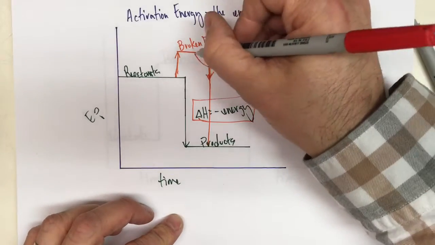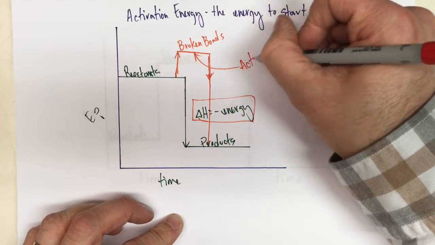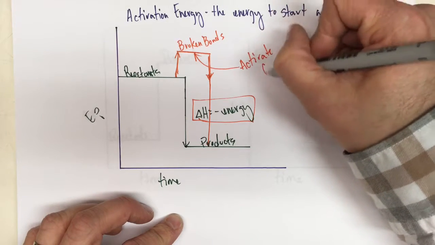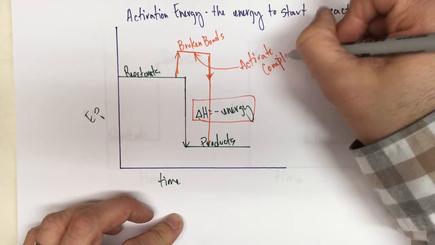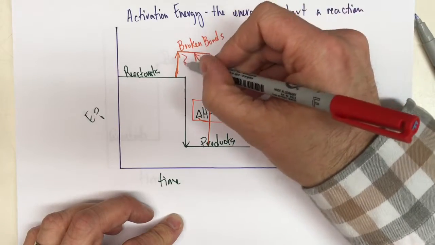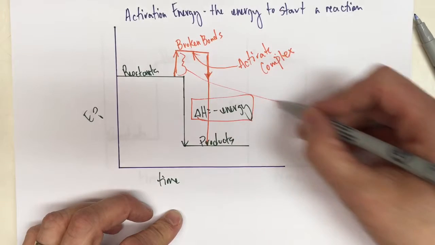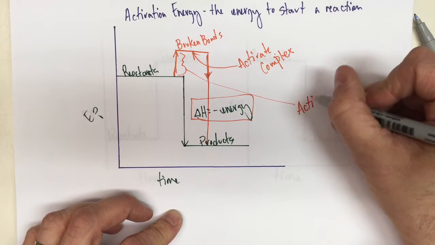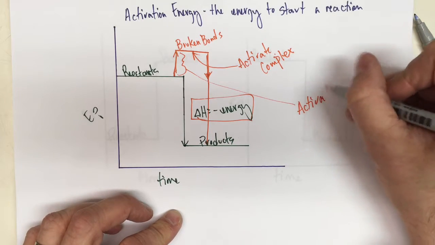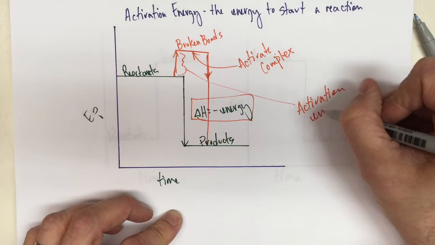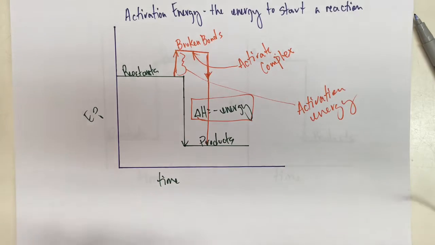So at the top here, we call this an activated complex. And the energy it takes to start the reaction is the activation energy. So this over here is the activation energy. We get it back, but it still takes that much energy to begin.